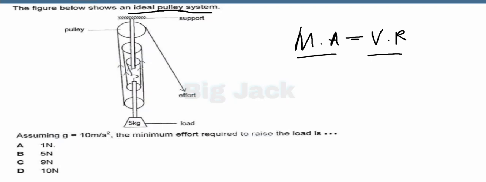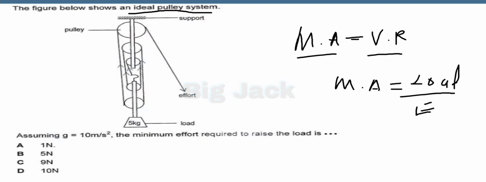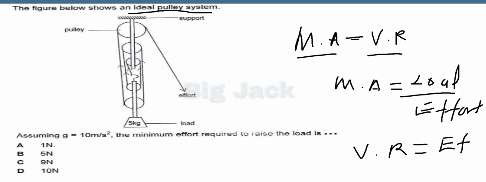So assuming g, which is the acceleration due to gravity, is 10 meters per second squared, we need to find the minimum effort required to raise the load. So now we know that mechanical advantage is equal to load over effort. Then apart from that one, velocity ratio is equal to effort over load.